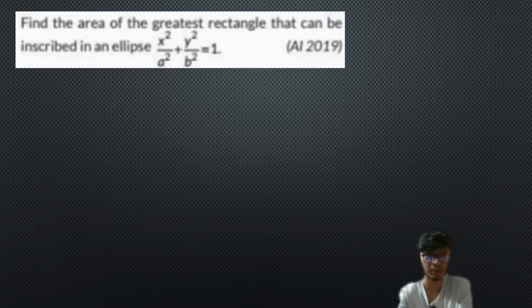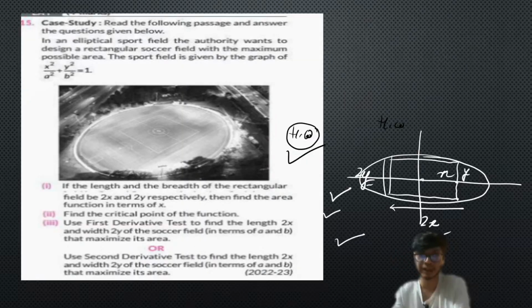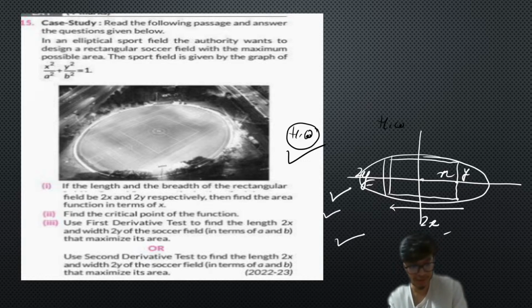Now, the motivation for this particular problem is from this problem, which was already asked in 2019. You can see in this problem also, it is said that inside an ellipse, you have to find the area of the greatest rectangle that can be inscribed, right? So you can see this problem got repeated in this case study problem of 2022-23. I hope these problems are clear and simple, right? You just have to apply the simple concepts of maxima and minima.